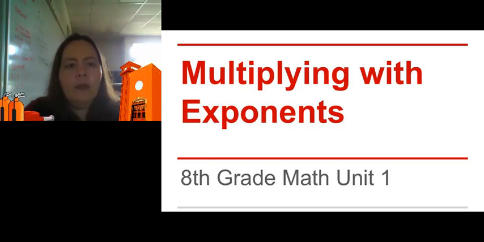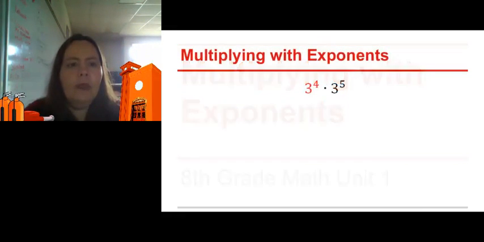Okay, today we're going to be looking at multiplying with exponents. This is an extension of our last video, exponentiation. In order to multiply with exponents, we're talking about multiplying exponential expressions. So here we have 3 to the 4th times 3 to the 5th. That little dot in the middle, if you're not familiar, means to multiply.